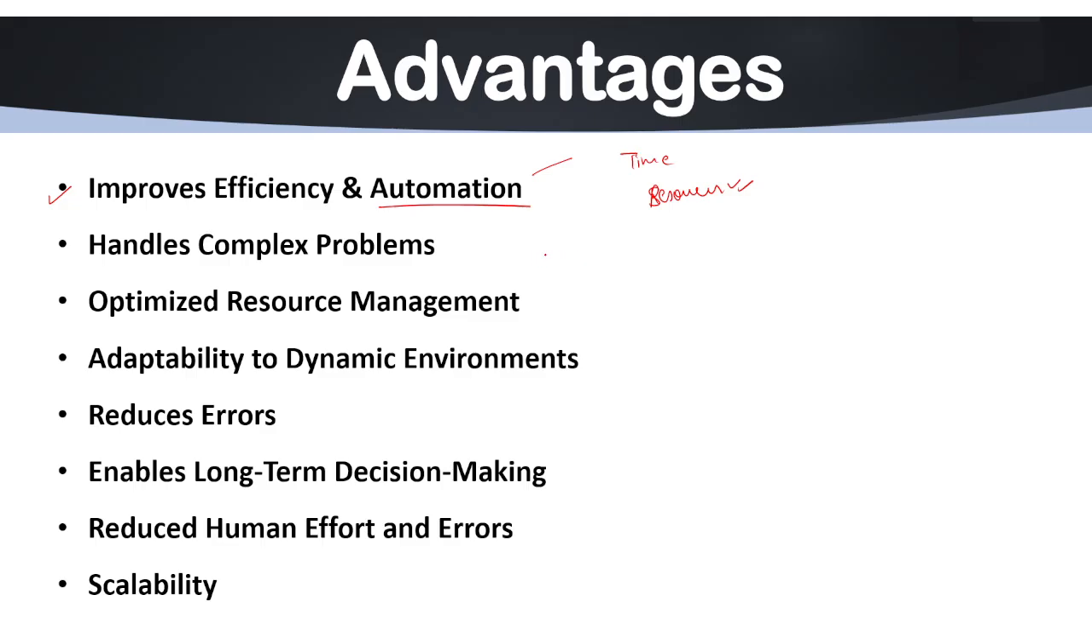Some examples include automated scheduling in airlines reduces manual work. This is done with the help of planning system.